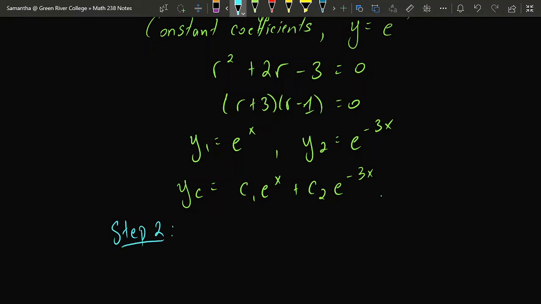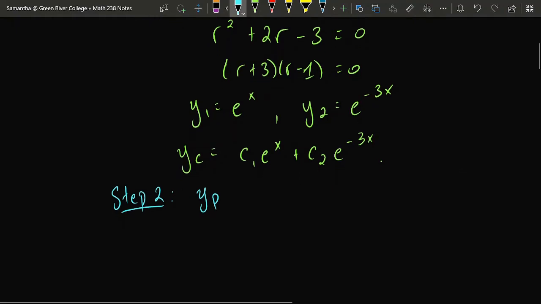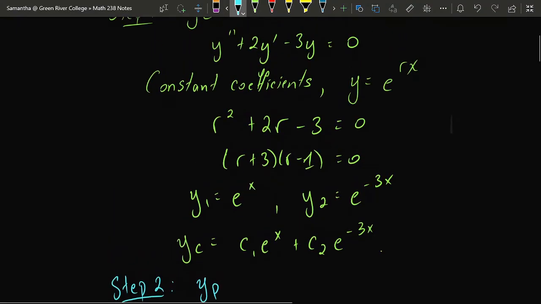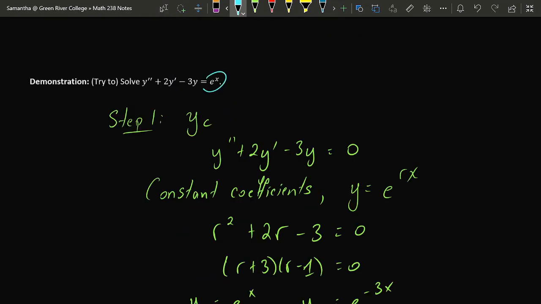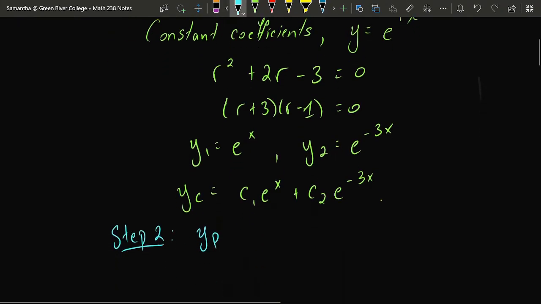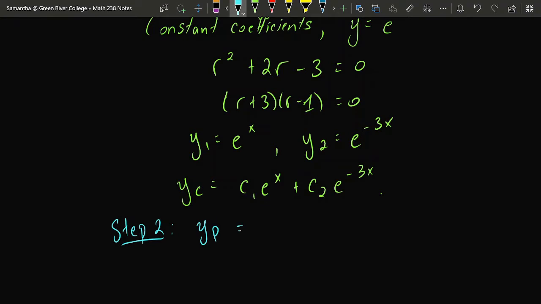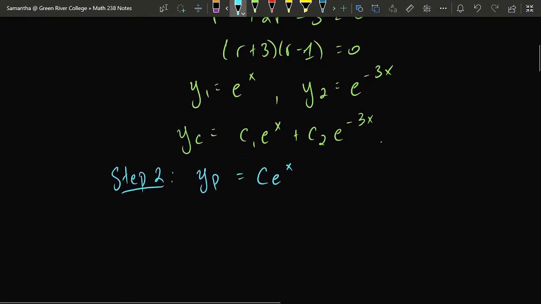In step 2, we'd like to find a particular solution, y sub p. So I'm going to look to the function on the right-hand side of my differential equation. The function on the right-hand side is exponential, so I'm going to guess a function which is also exponential. Now with y_p = c e^x, all the derivatives of y_p are going to be unchanged.